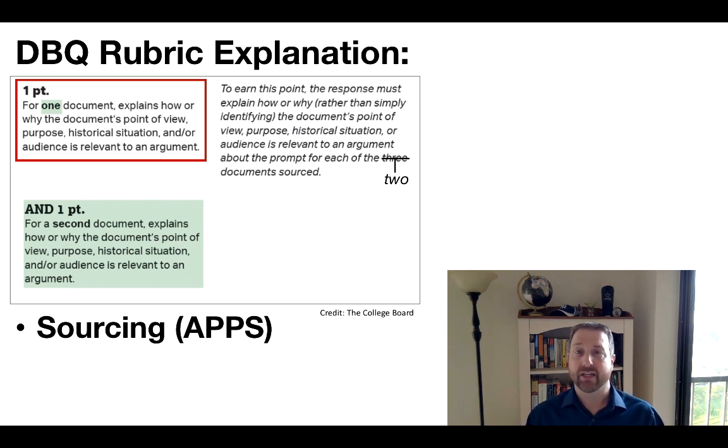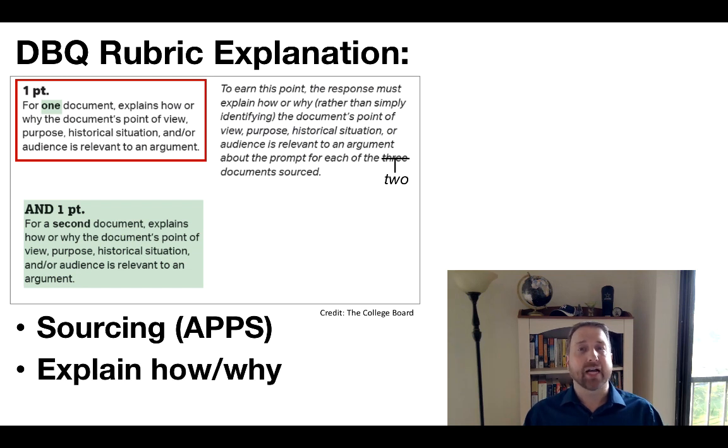And notice the rubric. You can earn 2 points by sourcing 2 different documents. And as I suggested before, you should attempt this at least 3 times in case one isn't up to snuff. Bear in mind, you will not earn the point by just identifying. A lot of students miss out on this because they do not finish their thought. You need to explain how or why the audience, purpose, point of view, or situation provides value to the document, and why you can use it as evidence.